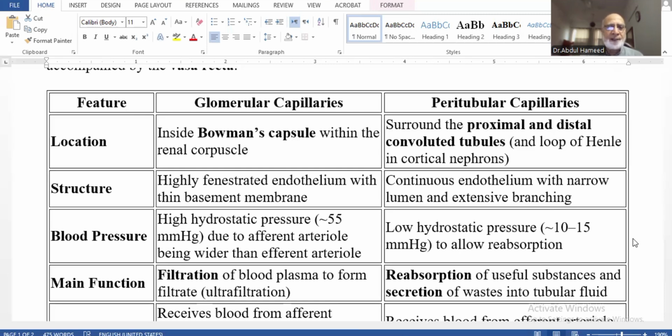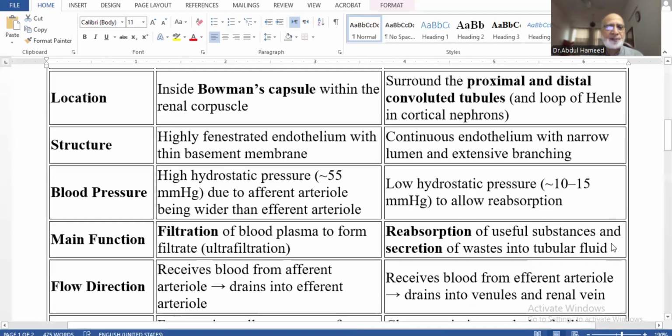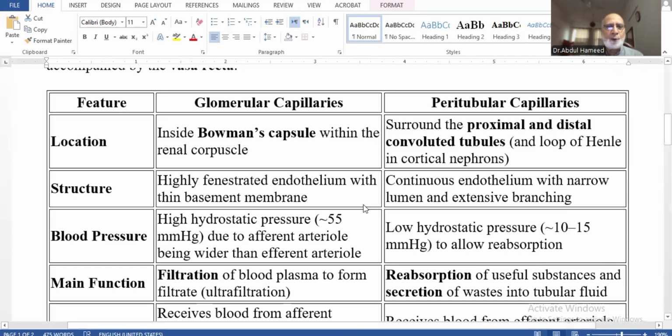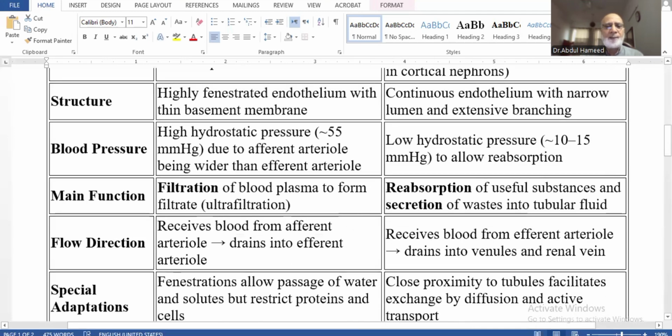One is to bring the filtrate, the content, out of the capillaries, and the other is to reabsorb the contents from the interstitial spaces. Main function: filtration of blood plasma to form filtrate, ultrafiltration. This will be the function of glomerular capillaries. And the main function of the peritubular capillaries is to perform reabsorption of useful substances and secretion of waste into the tubular fluid.